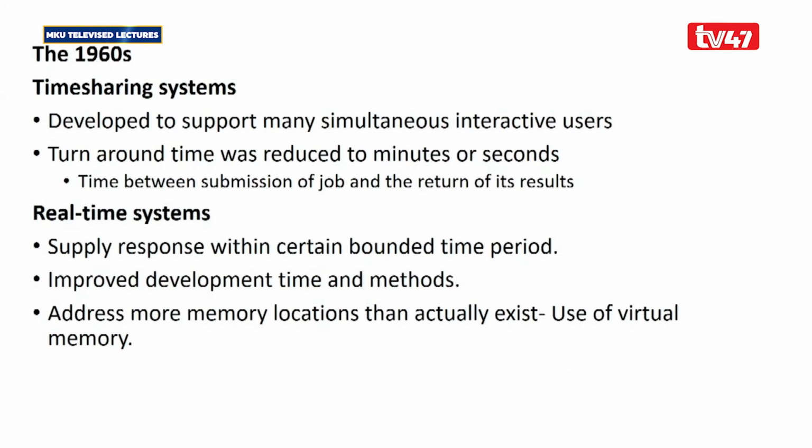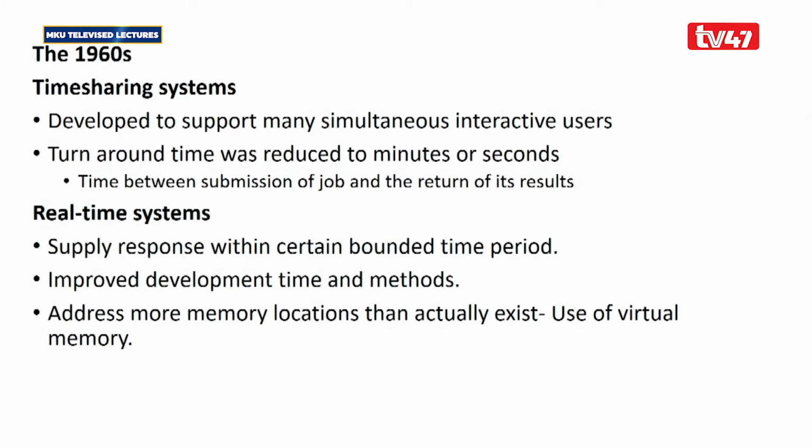Then in the 60s, we still had time-sharing systems, whereby we had developed support for many simultaneous interactive users, and turnaround time was reduced to minutes or seconds. So changing from one task to another became shorter, and turnaround time is the time between submission of a job and return of its results. So when you give an input, how long does it take to get an output? Then we had real-time systems, whereby response time was really short. Then we had improved development time and methods.